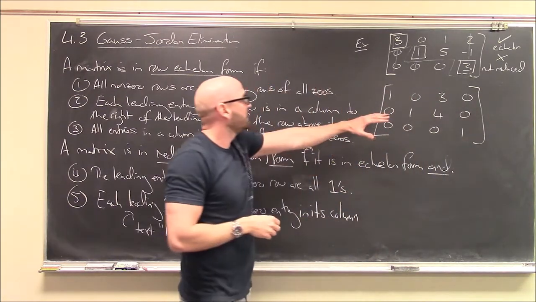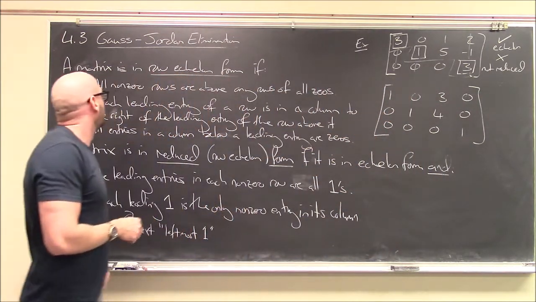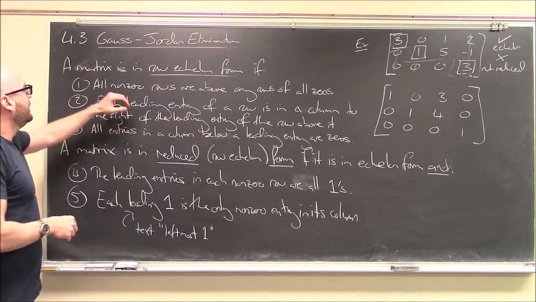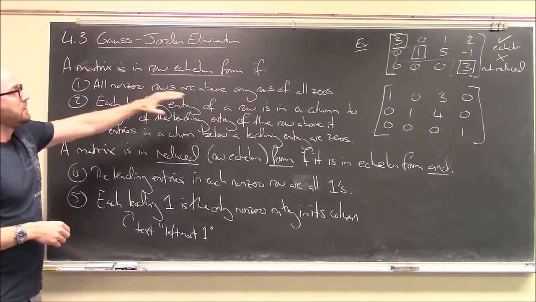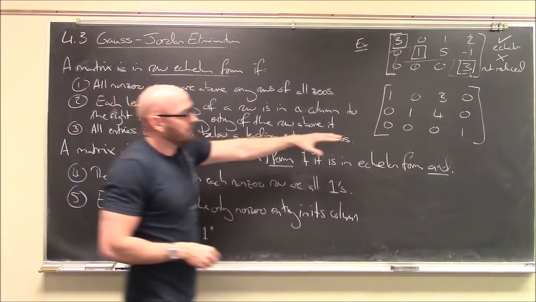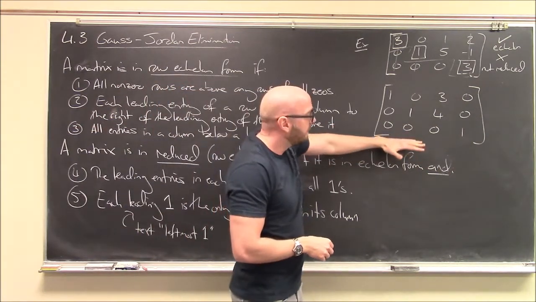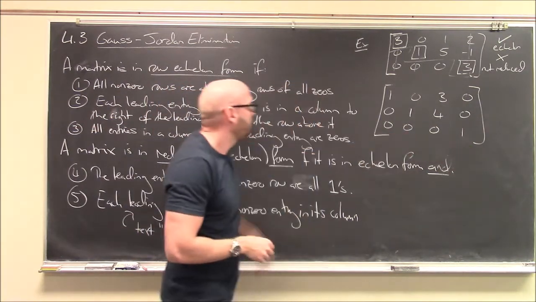But if we look at this next example, let's go through this again. That next example: are all non-zero rows above all rows of all zeros? Well, I don't have any rows of all zeros, so it's immediately satisfied. If I did, though, they'd have to be at the bottom.